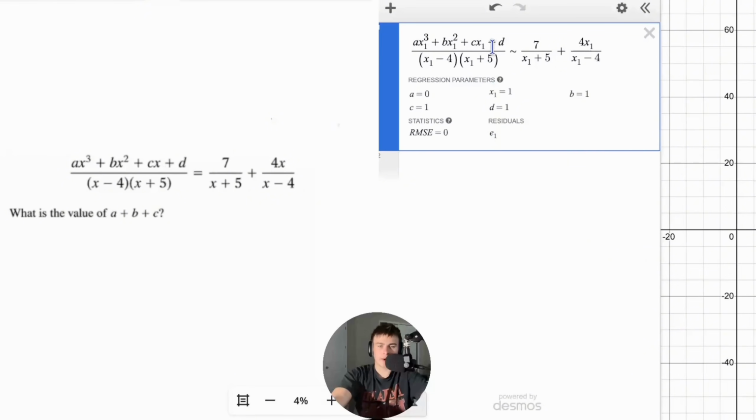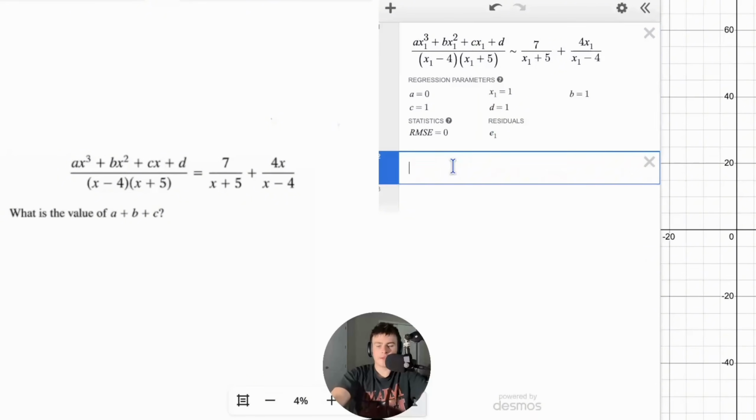I mean, think about it. Look at the equation. You literally have a billion constants here. There's no way you could possibly solve for this. So what you have to do is say, hey Desmos, try these values for x. There are a few ways you could do it, but you could do x1 equals bracket 1, 2, 3, etc.